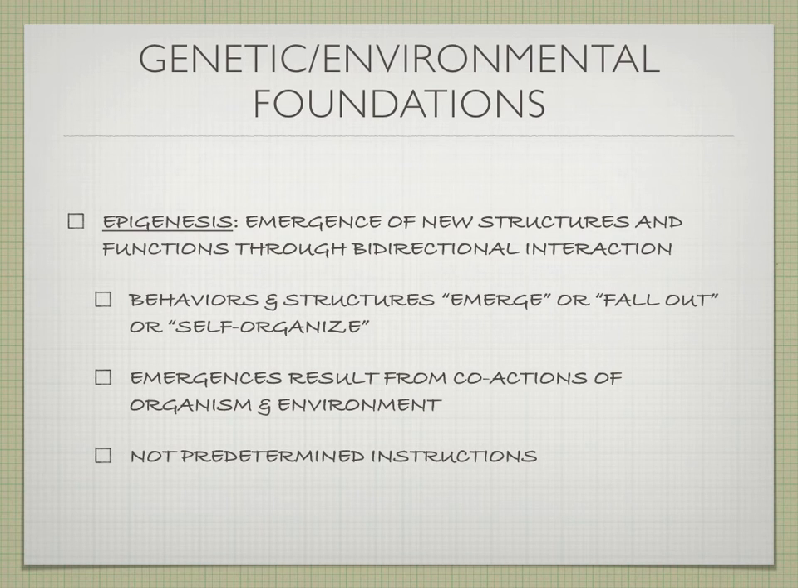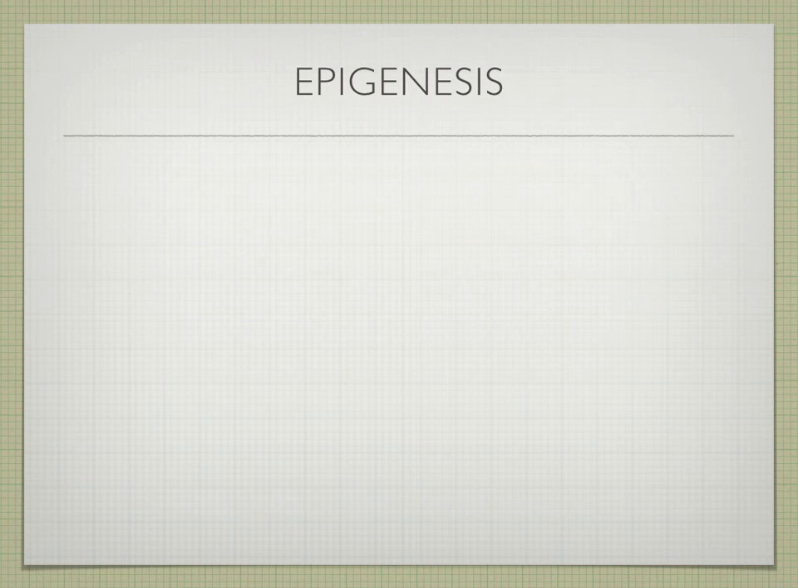These are not predetermined instructions. This is not necessarily in the genetic code. These are switches, as I talked about in the video, that are being turned on and off based on the environment. So epigenetics or epigenesis are these non-linear, non-obvious co-actions.